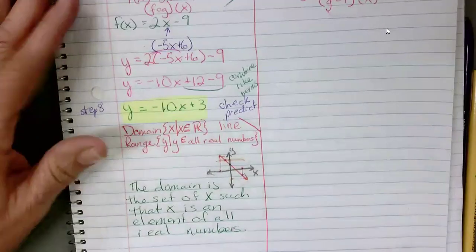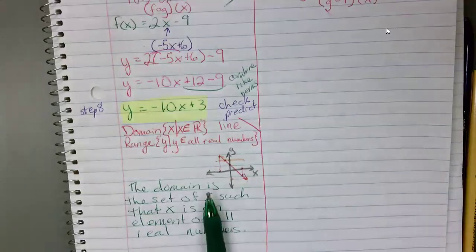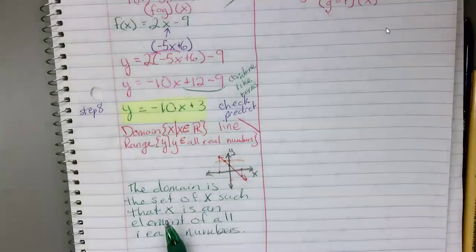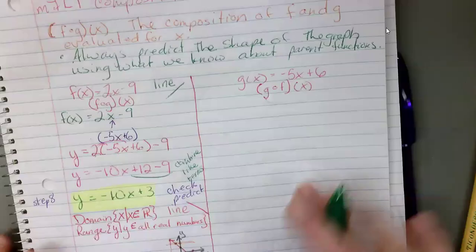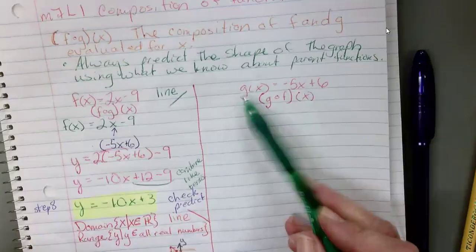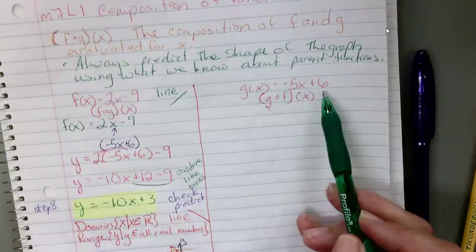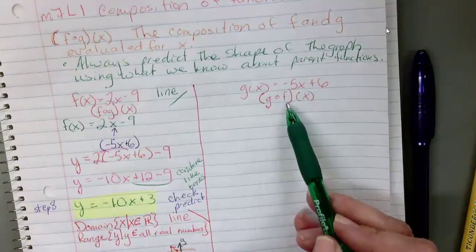And you can write that out again for range if you like. It would read, the range is a set of Y such that Y is an element of all real numbers. And now we're going to go up and do it again. So here, we're going to take g of x equals negative 5x plus 6, and we're going to compose them using the g first and subbing in the f.